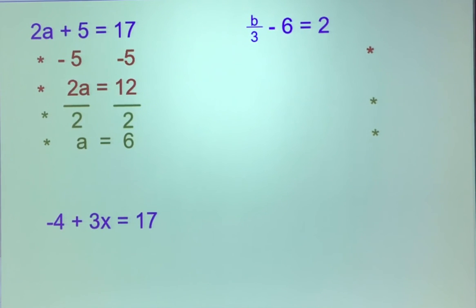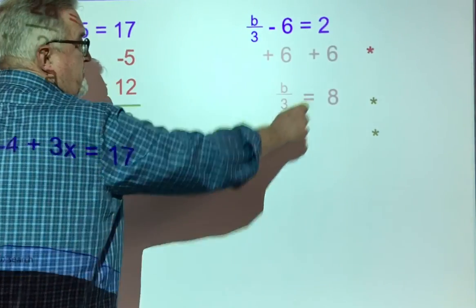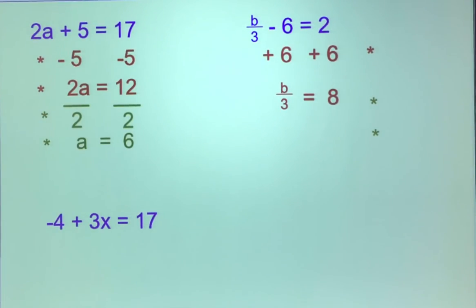On the right side of the screen, we've got b divided by 3 minus 6 is equal to 2. Our two operations in this one are division and subtraction. Again, since we're undoing what's been done to the variable, we need to use reverse order of operations. So since they are subtracting 6, we're going to need to add 6 to both sides. When we add 6 to both sides, on the side of the variable, it's going to cancel the 6's out, and we're going to be left with b divided by 3. On the right side of the equation, we have 2 plus 6, which gives us 8.